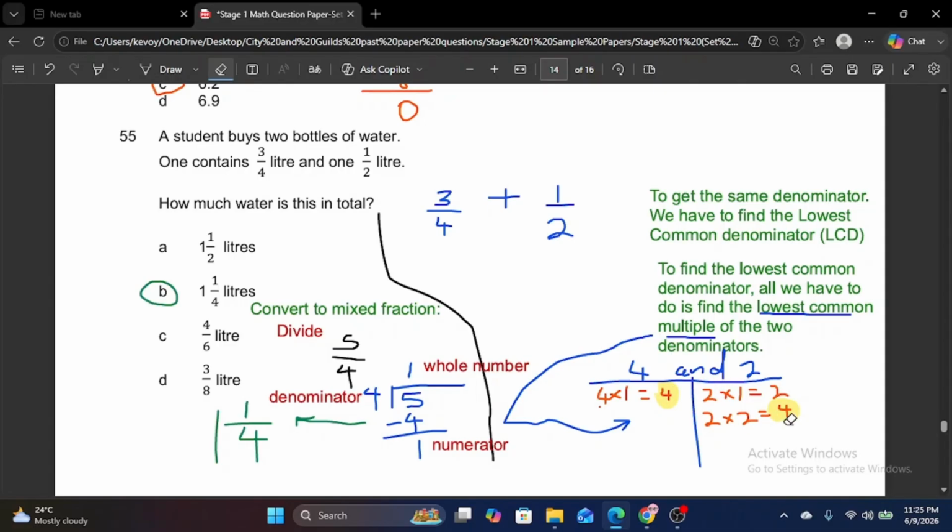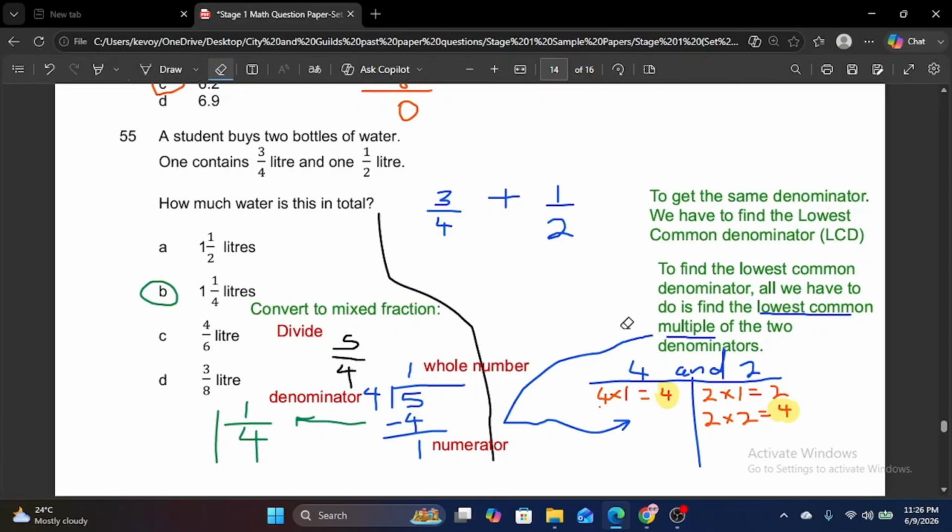Multiples are the result of multiplying a given number by any number. So it's just like your times table. If you have two numbers as your denominators, you'll be looking at the results in the times tables. If it's 4, what are all the answers in the 4 times table? If it's 2, what are all the answers in the 2 times table? The first number that is common between the answers is going to be your lowest common multiple, or your lowest common denominator.